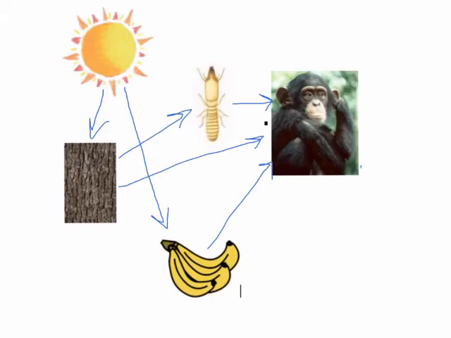So let's first look at bark. Where did it get its energy from? It got its energy from the sun, and so did the bananas. So we are going to label them as producers. Next, I'm going to move on to the termite. The termite gets its energy from a plant, so the termite would be an example of a herbivore.